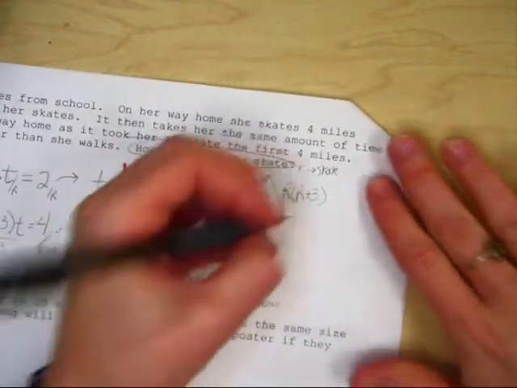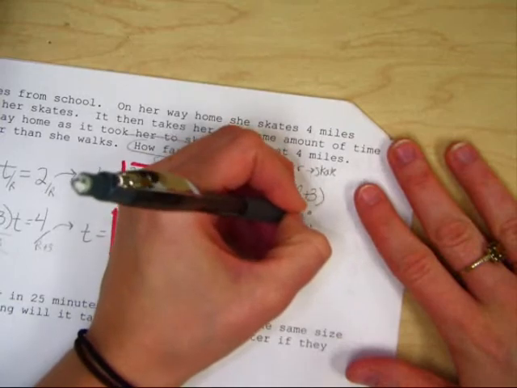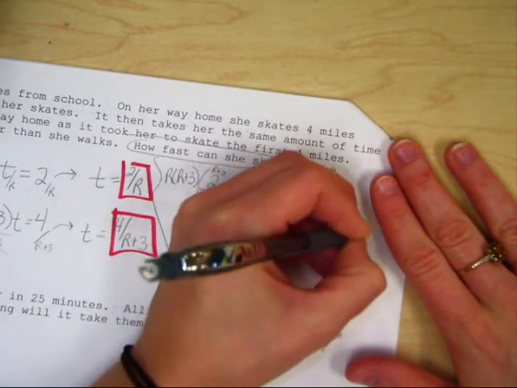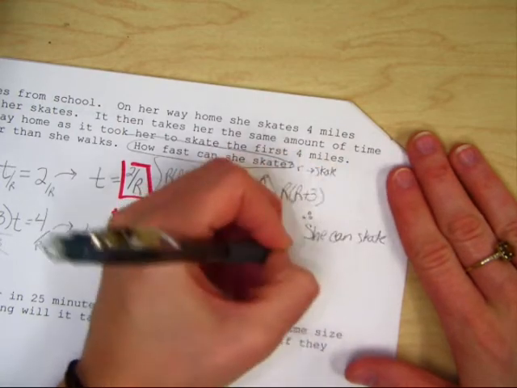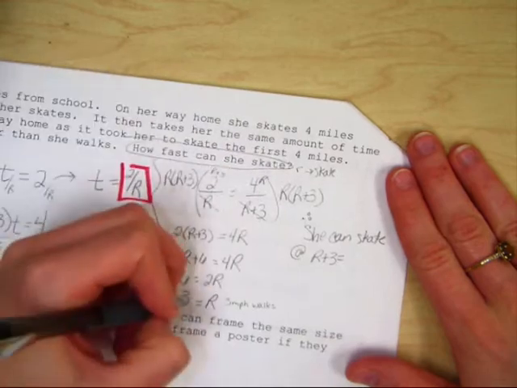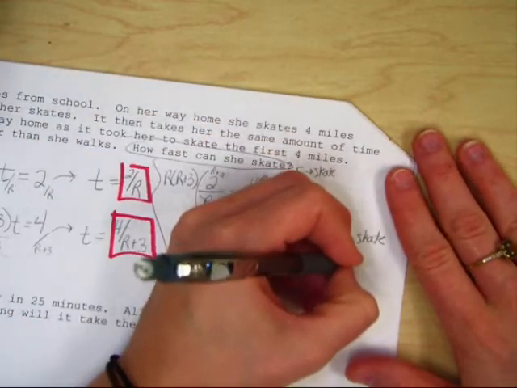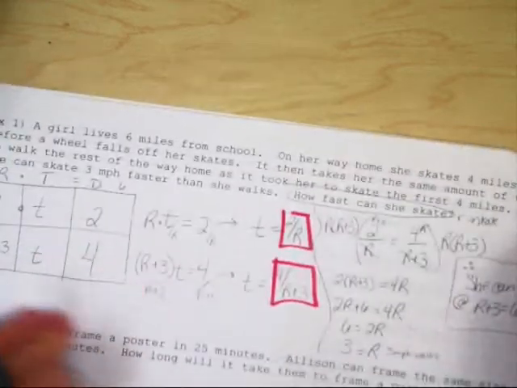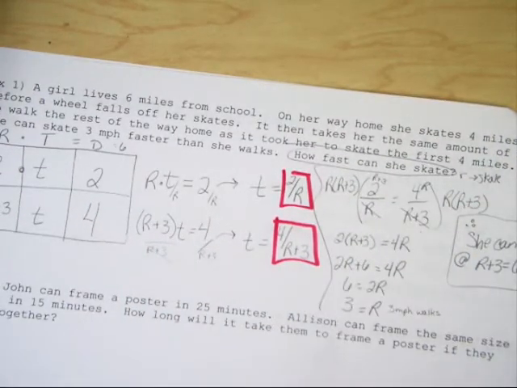But it asked about the skating rate. Well, to skate, we'll make our therefore. Therefore, she can skate at R plus 3, which equals, since R was 3, we add 3, 6 miles an hour. You can check that in your box. Everything will check out. Moving on.